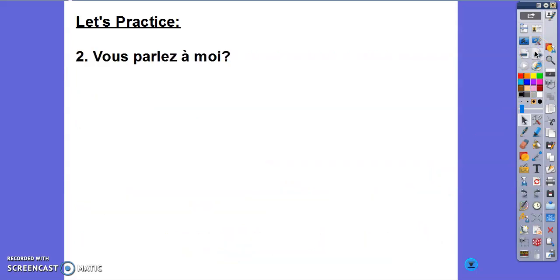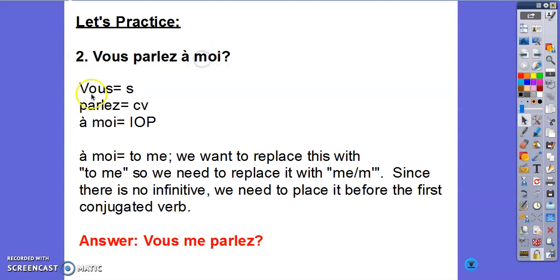Okay, let's try another one. Vous parlez à moi. Okay, let's explain. Vous is our subject, parlez is our conjugated verb, and à moi is our indirect object, to me. So to replace to me, we replace with me or m apostrophe. Since there's no infinitive in this sentence, we need to place it before our first conjugated verb, which would be parlez. So our final answer is vous me parlez.